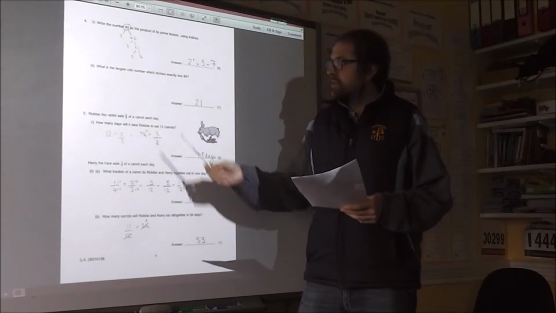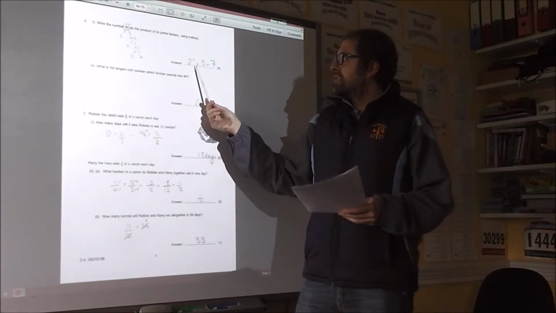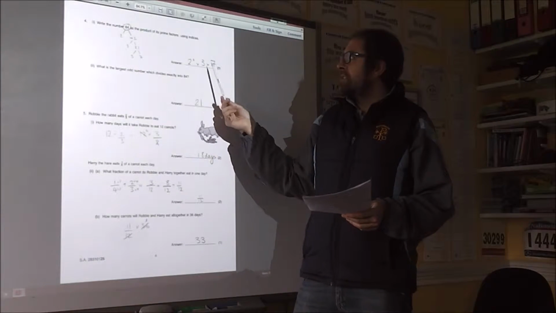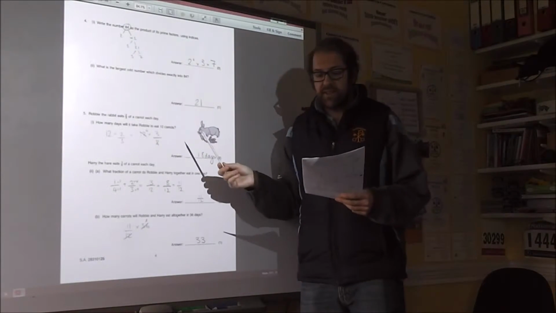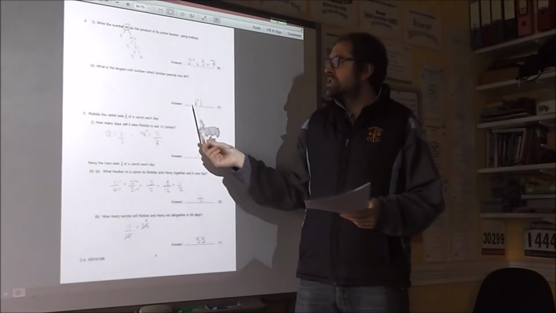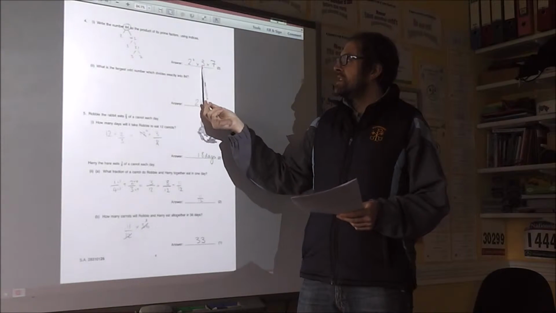So prime factors, make sure you do a factor tree, and it's 2 squared times 3 times 7. It does say using the indices, so make sure you've used the indices there. The largest odd number is 21, which is 3 times 7.